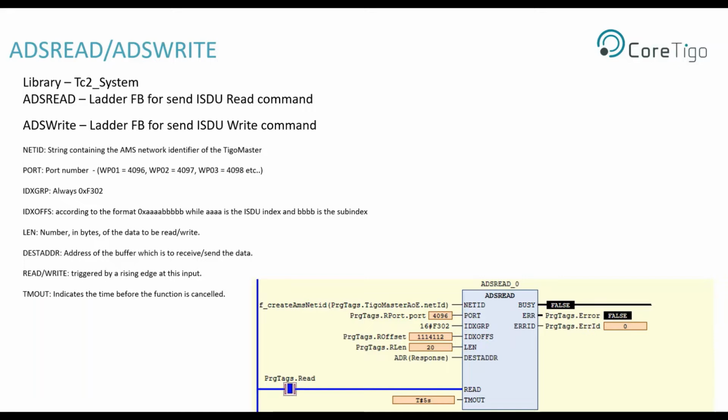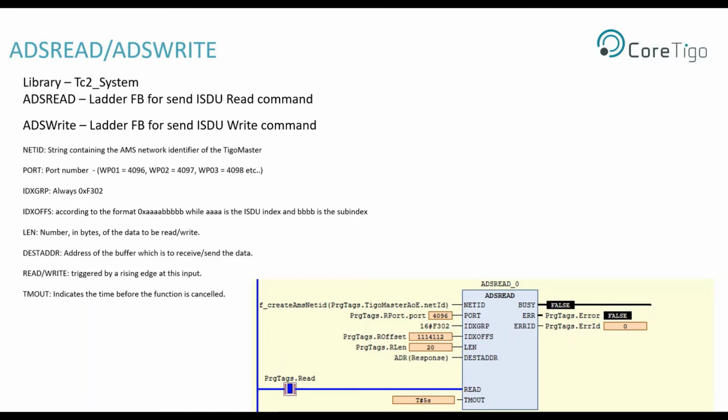In general, the inputs for these blocks are network ID of the EtherCAT device, which is the TigoMaster in this case, the port number, which is the wireless port index. WP01 is 4096, WP02 4097, and so on. The index group will be always F302.